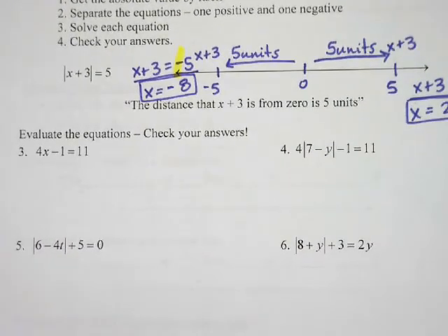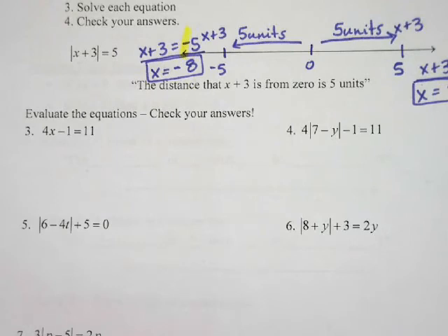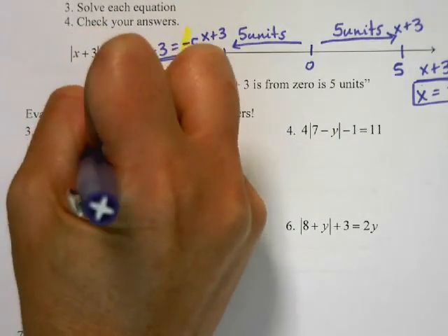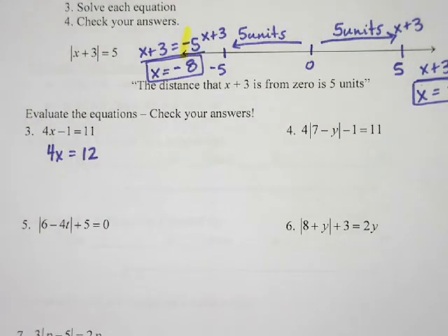All right, let's look down at number 3. Thankfully, this guy doesn't have an absolute value in him. Let's just go ahead and solve him. What would we do if we were going to solve this guy? Add 1. So 4x is equal to 12.